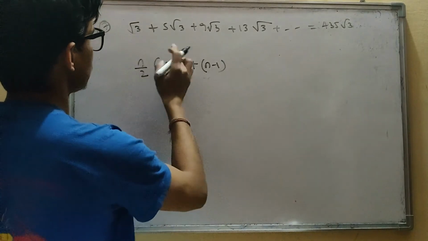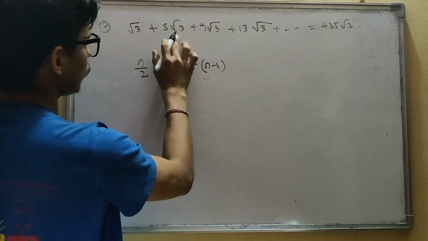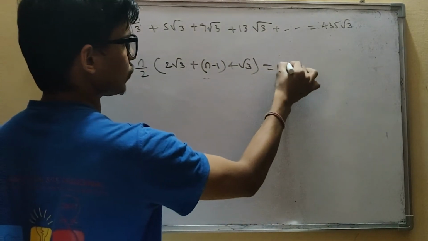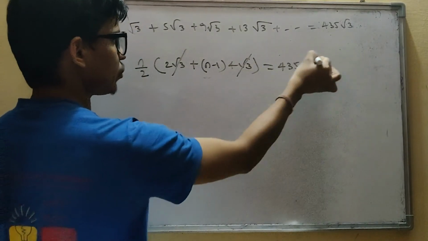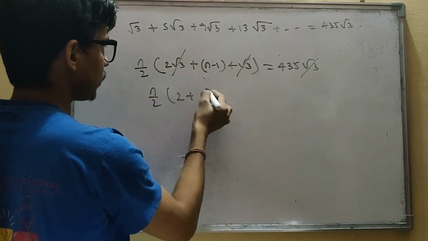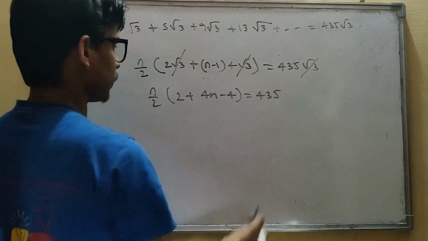Into d, and what is d? It is root 3, 5 root 3. It is 4 root 3, right? Root 3 plus 4 root 3 is 5 root 3. So it is going to be 4 root 3, and this answer is equal to 435 root 3. So take root 3 as common, and this is going to cancel out. So n upon 2 plus 4n minus 4 is going to be 435.